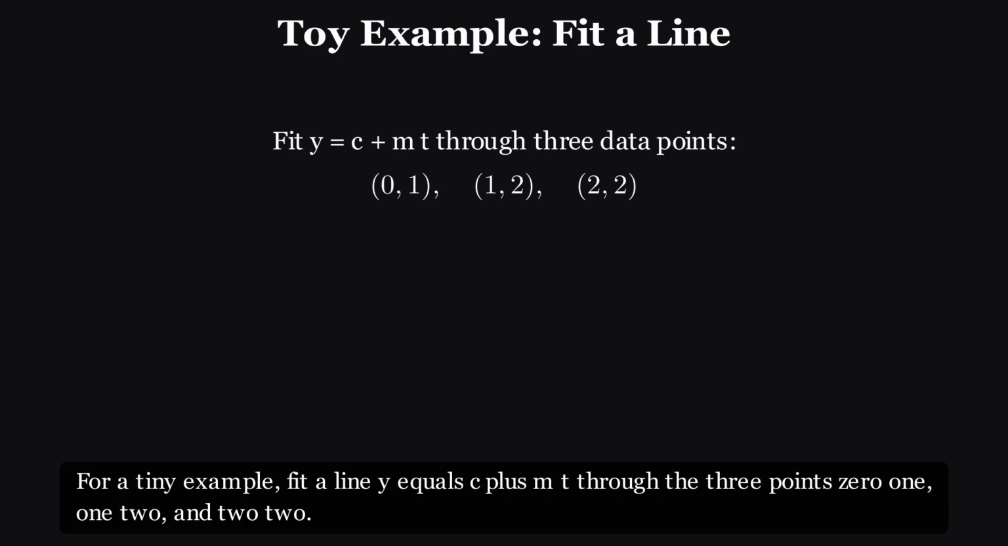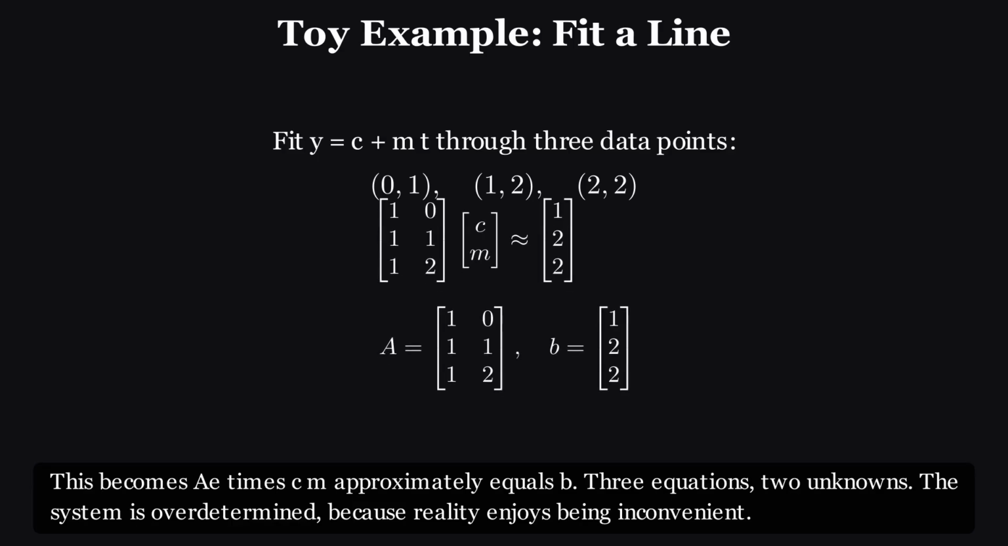For a tiny example, fit a line y equals c plus mt through the 3 points (0, 1), (1, 2), and (2, 2). This becomes matrix A times (c, m) approximately equals B. 3 equations. 2 unknowns. The system is overdetermined, because reality enjoys being inconvenient.